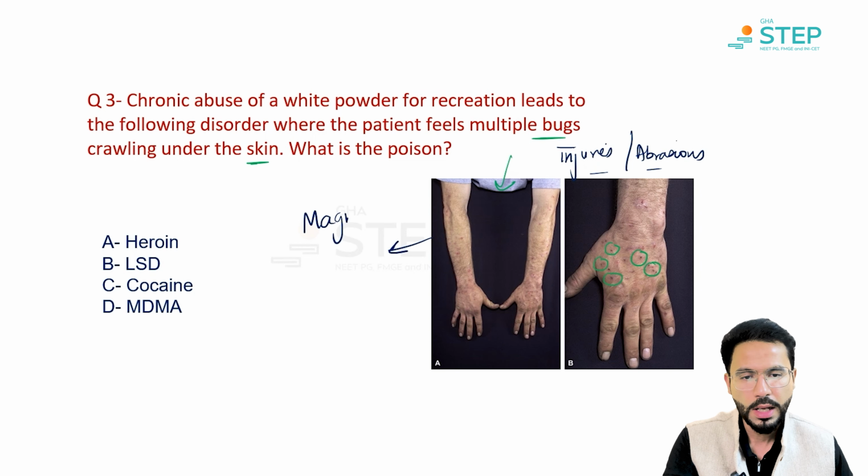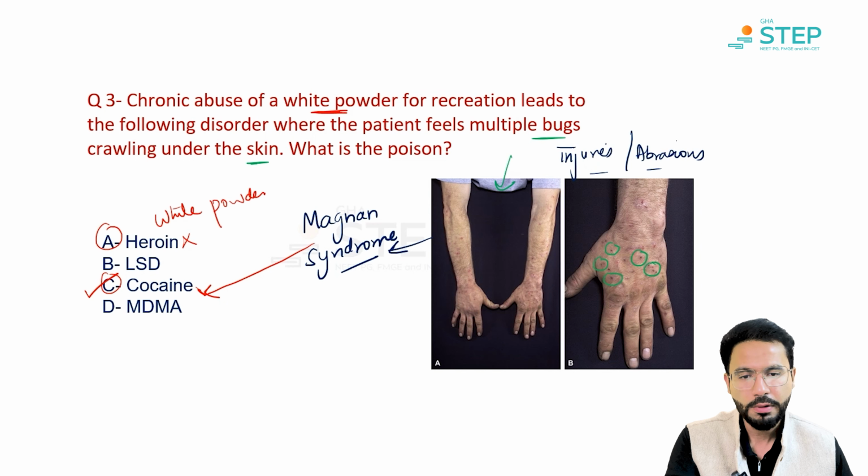This disease is known as Magnan syndrome. So Magnan syndrome is related to, you look at the options, heroin, LSD, cocaine, MDMA. Magnan syndrome is associated with cocaine. Okay, so cocaine is a white powder taken for recreation, so you get your answer from that. Also, if you are confused whether it is heroin or cocaine, remember Magnan syndrome is associated with cocaine and not with heroin, because heroin is also a white powder eventually taken for recreation.